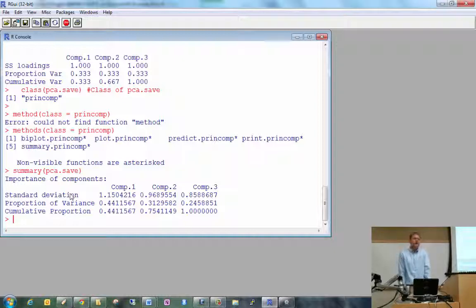Exactly. Summary, in R's terminology, this is covered in the introduction to R notes. Summary in R's terminology is called a generic function because it can be used with a variety of different object classes. What R does when it sees that you're using a generic function, it looks first at what is the class of pca.save. It's princomp. And so then it immediately sends R to a new function called summary.princomp.